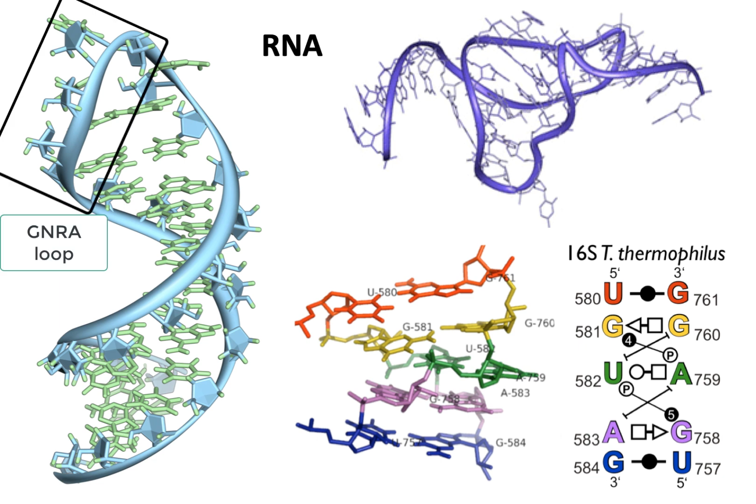So you can see this up here. This is the GNRA loop. So this would be a G and then anything, N, then R, meaning an A or a G, and then an A at the end. And often these are just G, A, and these are functional. These have functional properties in that they hydrogen bond to other regions of the molecule, the same RNA or a different RNA.